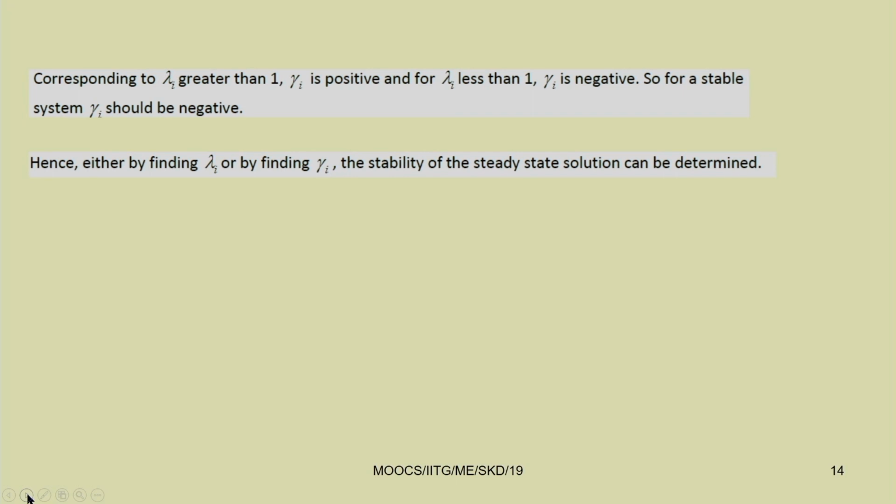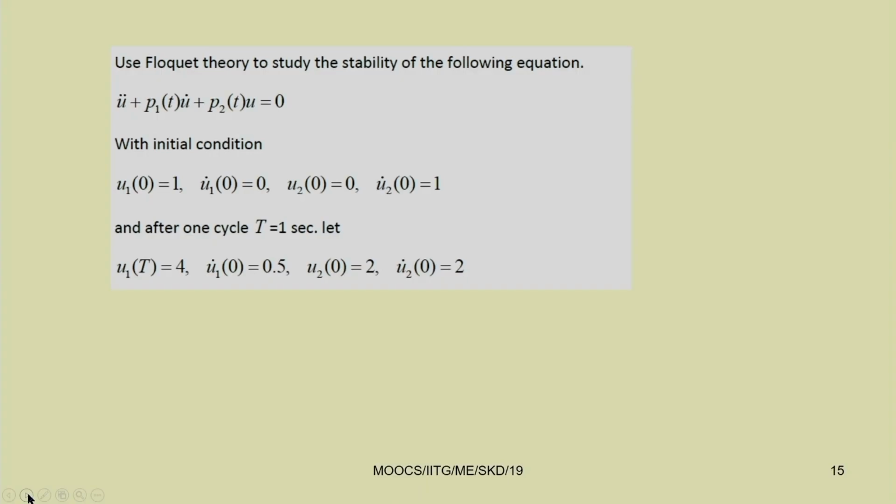Now, in this way, either by checking lambda I or by checking this Floquet multiplier gamma I, you can study the stability of a system. This way you can use Floquet theory to study the stability of a periodic system. So, let us take one example, which you can also find in my NPTEL course. In this example, let us use Floquet theory to study the stability of the following system.